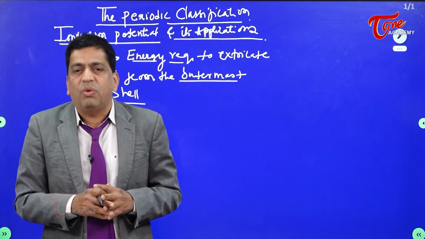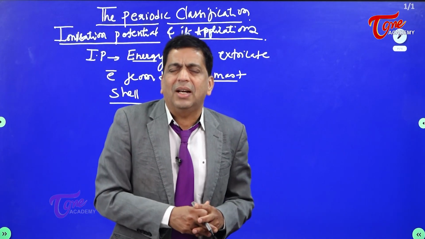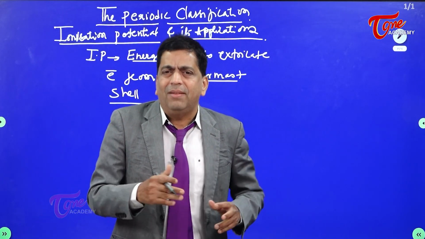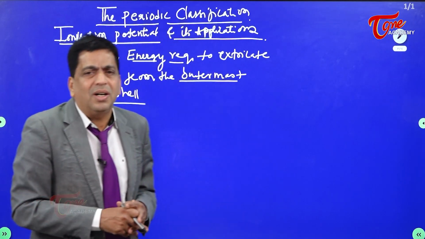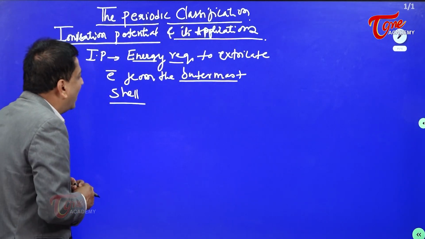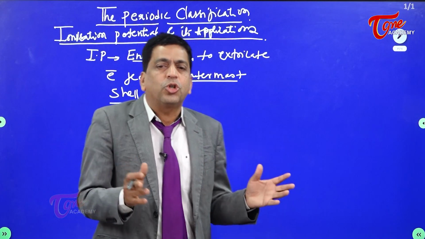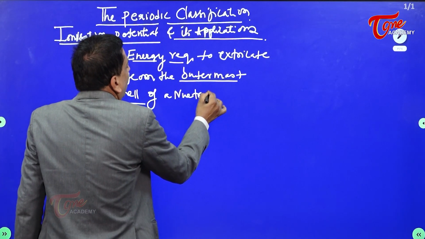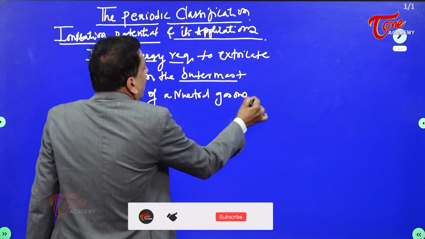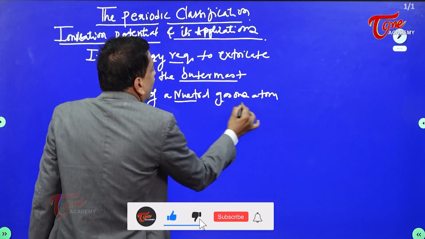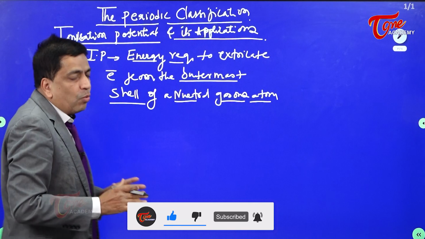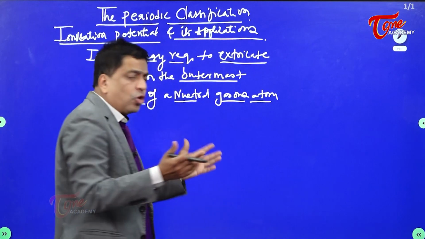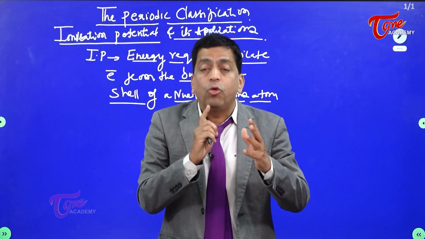So if the question is, why only outermost shell? Because outermost shell electrons only participate in bonding. They only get redistributed and they invest in bonds. You must understand that. So the energy required to extricate an electron from the outermost shell of a neutral gaseous atom. I would like to underline neutral gaseous atom. Remember this. Energy required to extricate. Extricate is nothing but removal, right? So to extricate an electron from the outermost shell, that's important.